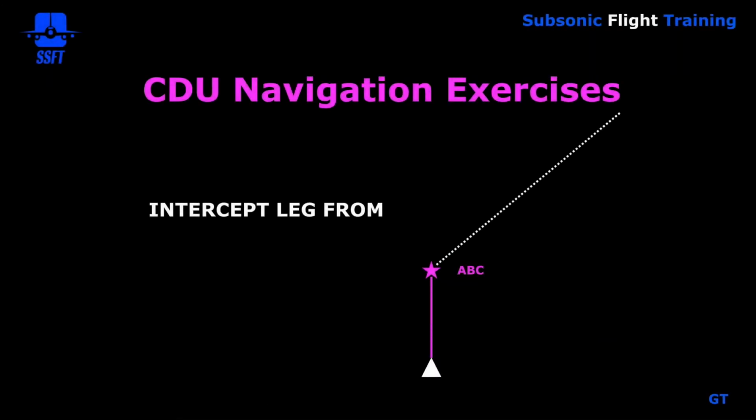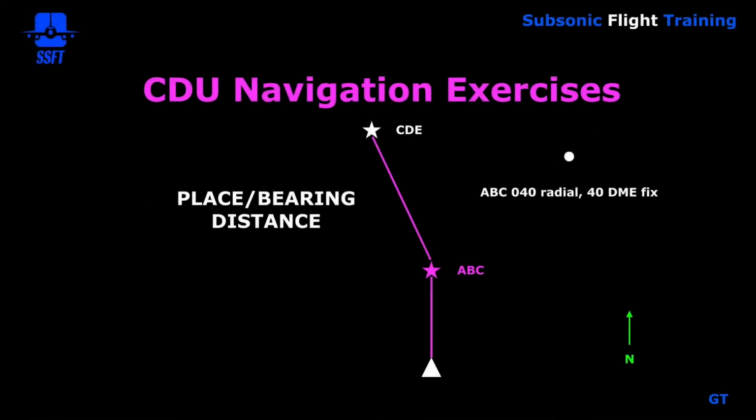We'll also look at how we can create an intercept leg from. If ATC said after ABC, track outbound on the 050 radial till further advised, we'll look at how we can set that up in the CDU to use LNAV. And then created waypoints would be a place bearing distance, where perhaps we're going ABC to CDE, ABC is the active waypoint, and ATC says after ABC, proceed to the ABC 040 40 DME fix. Well, we can create that point.